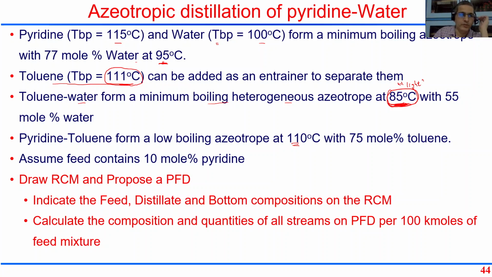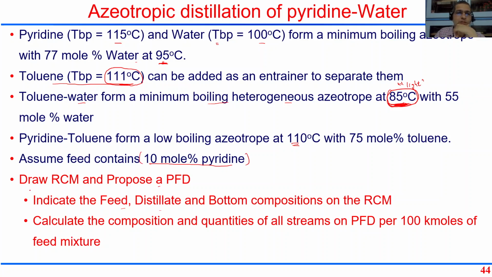So what I want you to do is to draw a residue curve map, propose a process flow diagram, indicate the feed, distillate and bottom composition on the residue curve map, and calculate quantities and compositions of all streams per 100 kilomoles of the feed mixture. And the feed contains, let's say, 10 mole percent of pyridine.